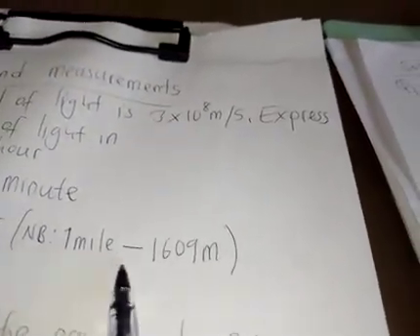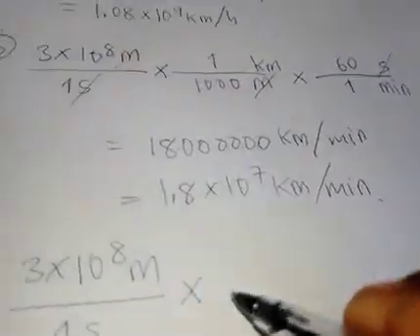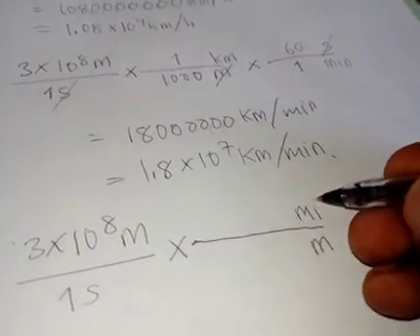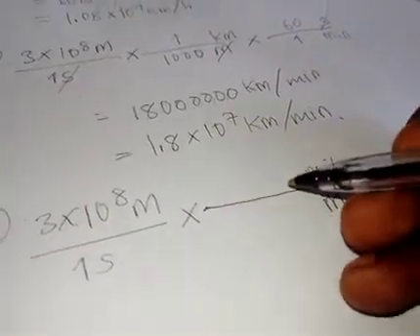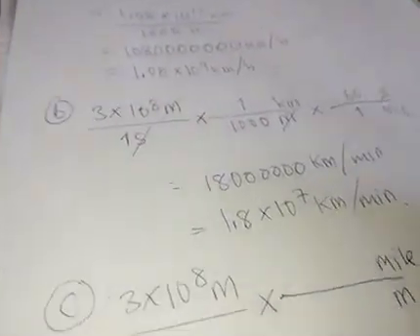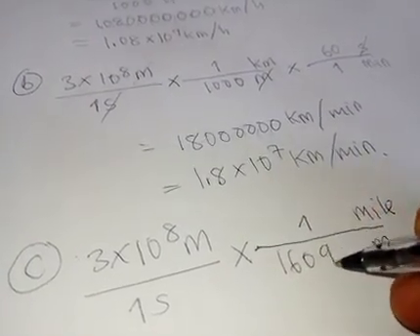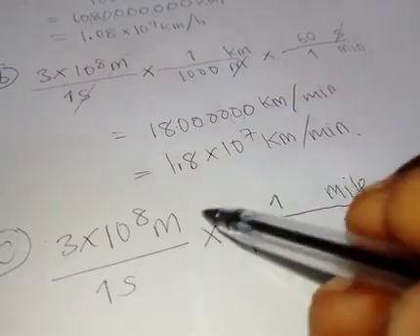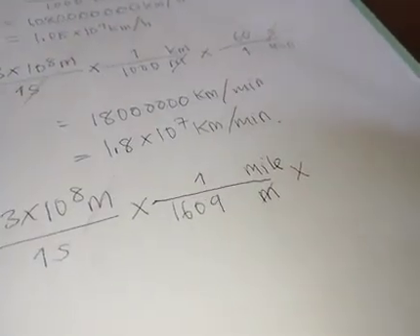So we have been given the conversion factor: 1 mile should give us 1609 what? Meters. So what do we want to cancel there? We want to get rid of the meters. So we have meter there, then on top we have the mile, so that meter and meter can cancel. If you check, 1 mile is 1609 meters. So if we have 1 mile, it should give us 1609 meters. So we have converted from what? Meters to miles.